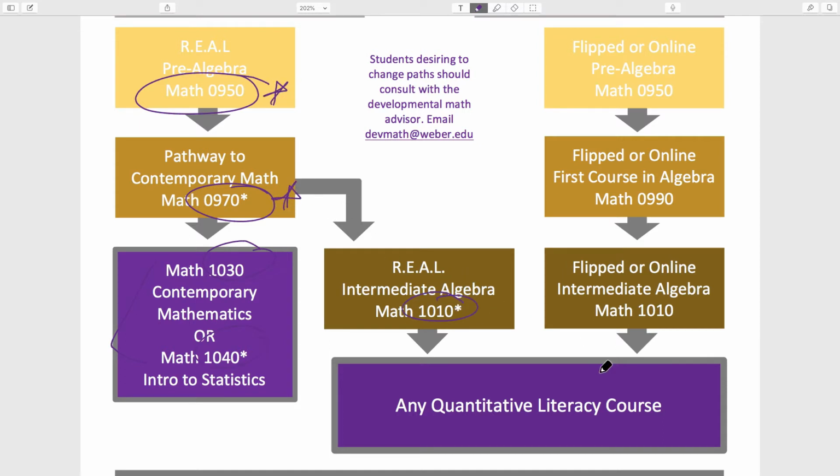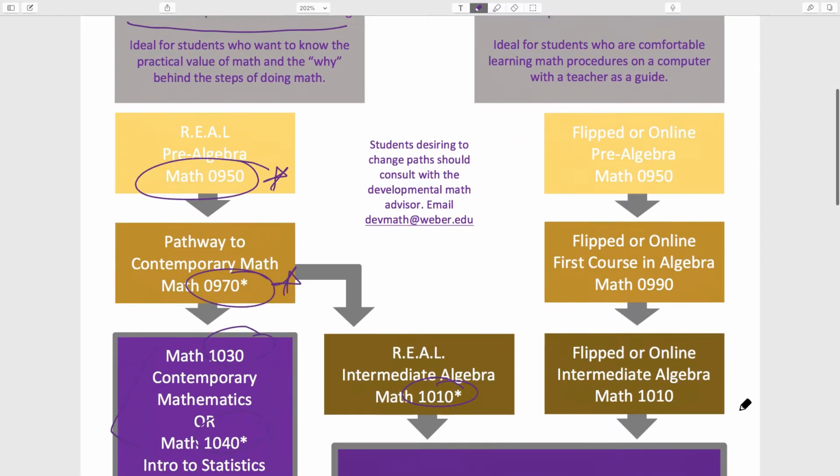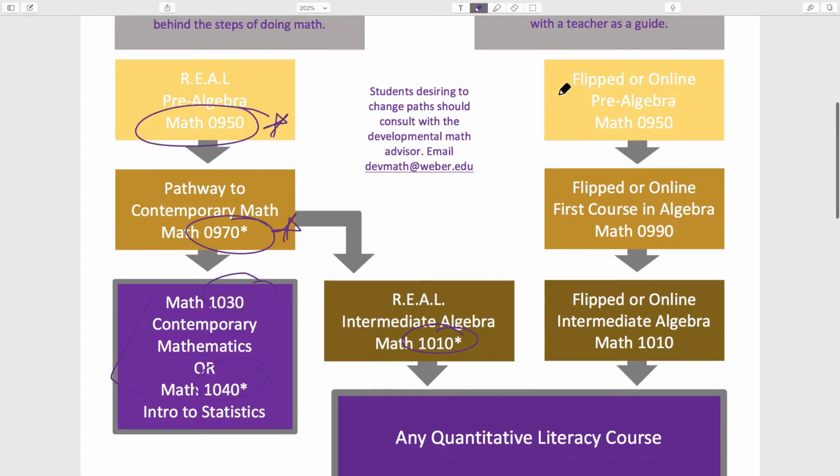The tech path is geared toward students who are comfortable learning math on a computer. Courses are offered online or in a flipped format. A flipped or inverted class flips the traditional lecture class. Lectures are watched at home, and class time is turned into workshop time where students assimilate the new information. This format allows more time for teachers to interact with students instead of lecturing. The tech path goes through this sequence of courses: 950, 990, 1010, and any QL course.